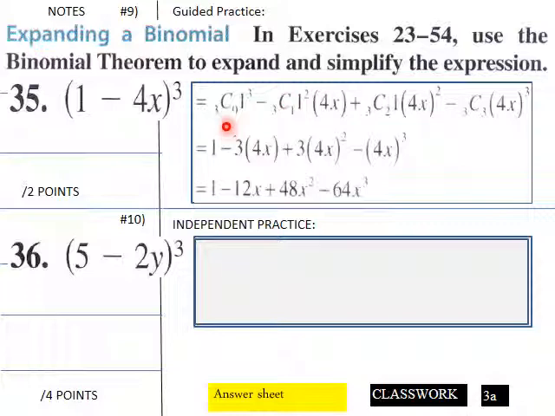And then when we do that, this becomes 1, minus 3 here times 4x, plus 3 times 4x squared, minus 1 times 4x cubed. And then when you simplify this, you come up with 1 minus 12x plus 48x squared minus 64x cubed for this expansion here.